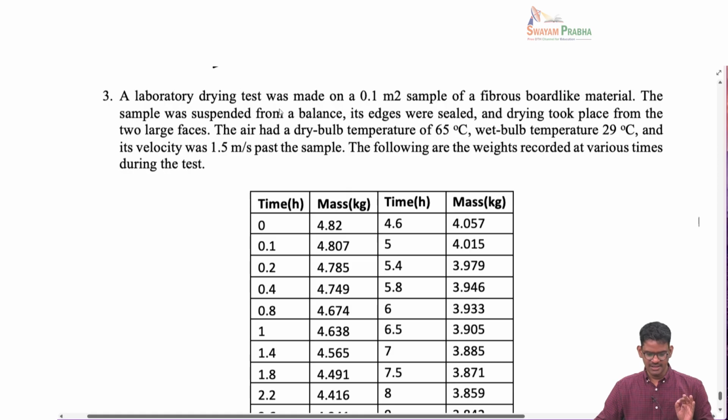A laboratory drying test was made on a 0.1 meter square sample of a fibrous board like material. The sample was suspended from a balance, its edges were sealed, and drying took place from the two large faces, like the previous problem. The air had a dry bulb temperature of 65 degrees Celsius, wet bulb temperature of 29 degrees Celsius, and its velocity was 1.5 meter per second past the sample. So these are the drying conditions for the test sample.